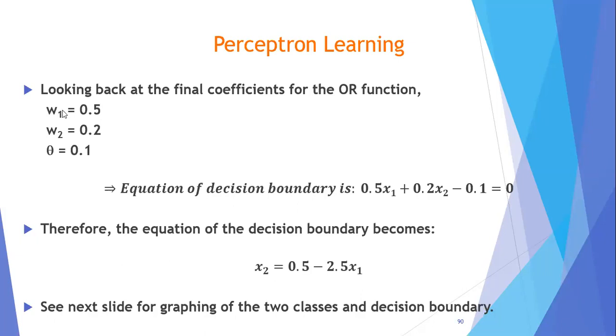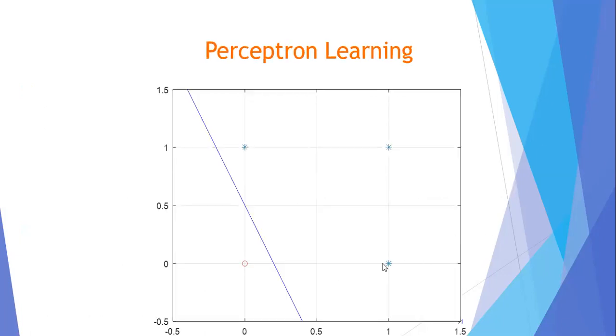So it's x1 times 0.5 plus x2 times 0.2 minus threshold. We always subtract the threshold, like we see, minus 0.1, and it's a different boundary. And if you do a bit of manipulation again here, make x2 the subject of the formula, we get this equation here. And if we draw it in a graph now, we find that now we are separating the two classes.